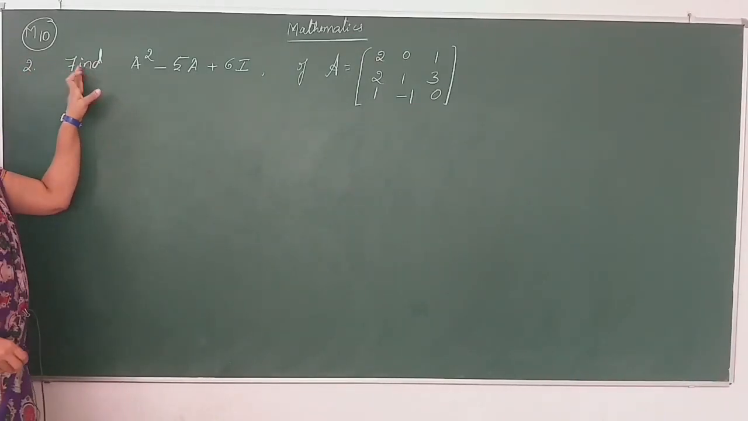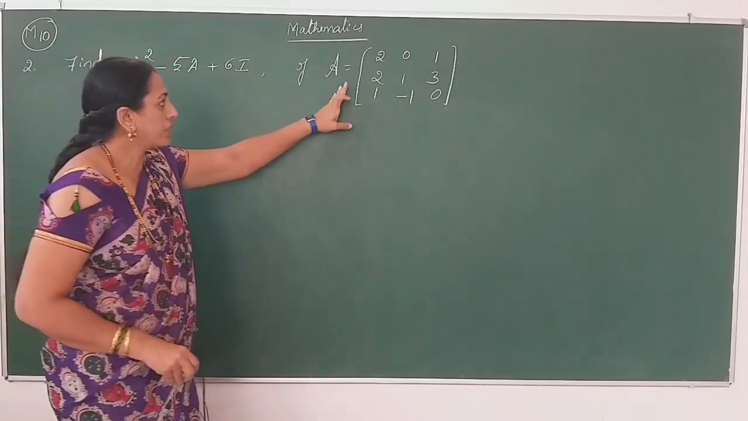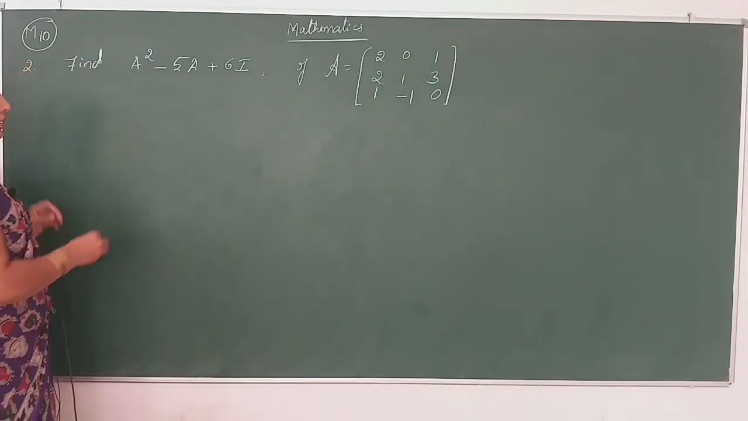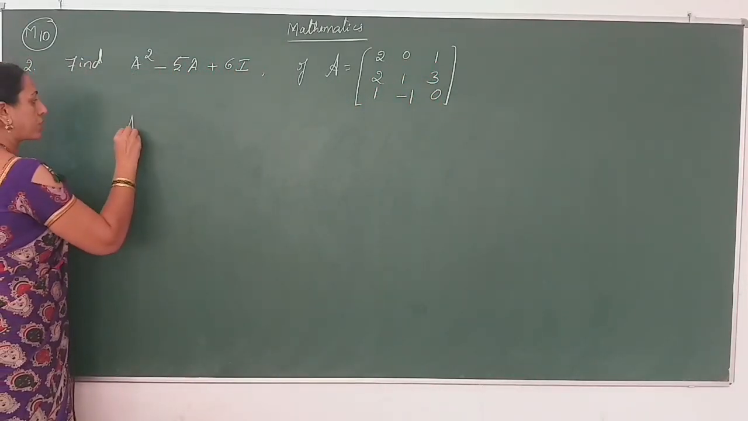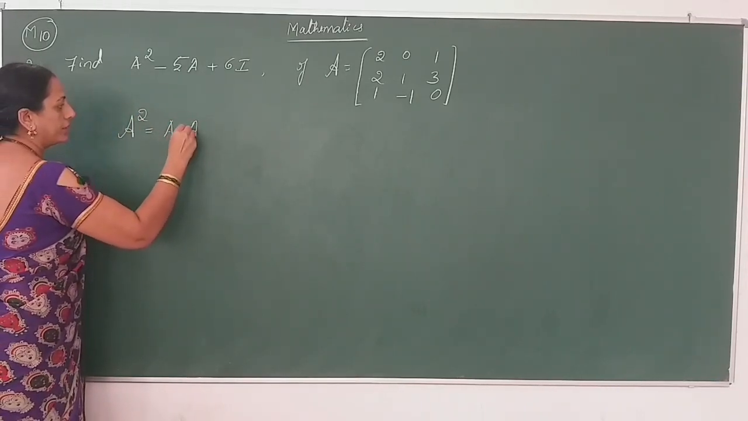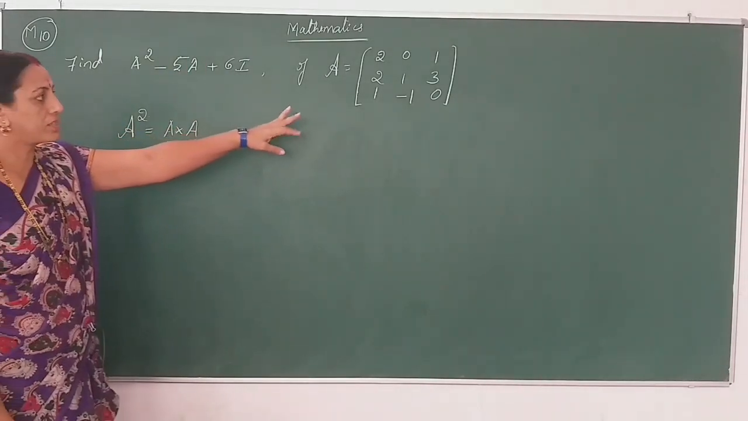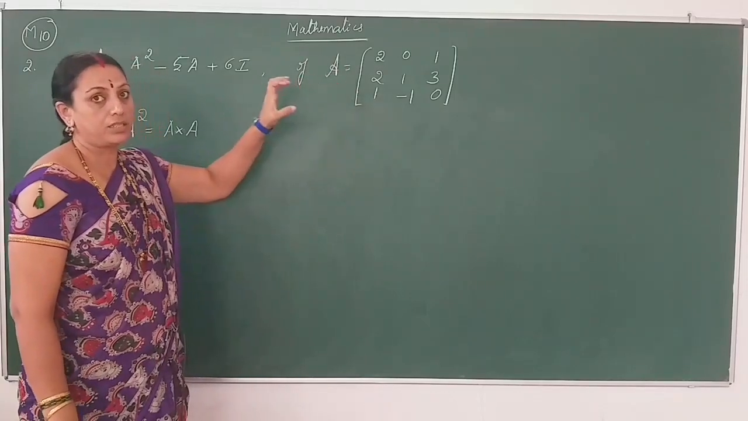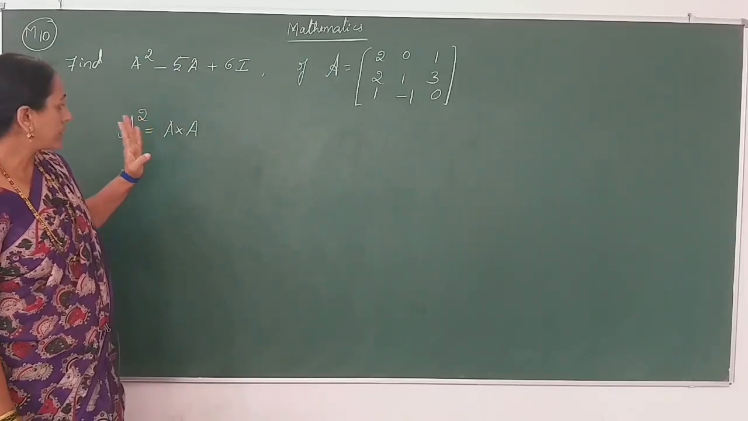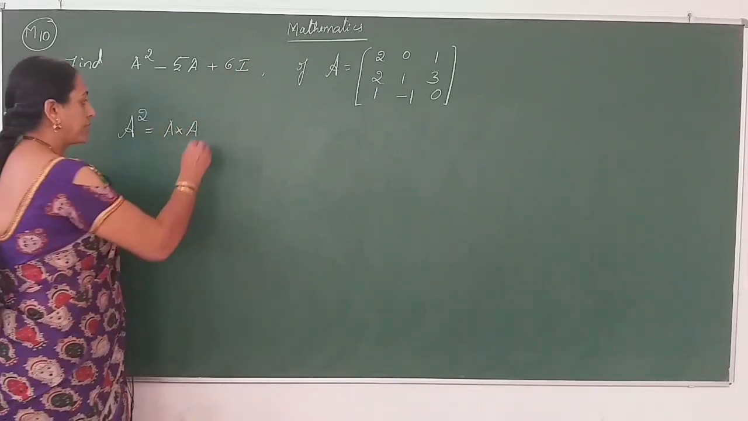Next one: find A square minus 5A plus 6I if A is equal to the matrix 2, 0, 1, 2, 1, 3, 1, minus 1, 0. First we'll find A square. A square is nothing but A into A, which means the matrix is multiplied by itself two times. A square is not equal to the whole square of each element.